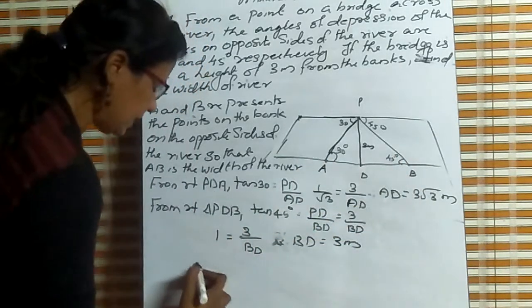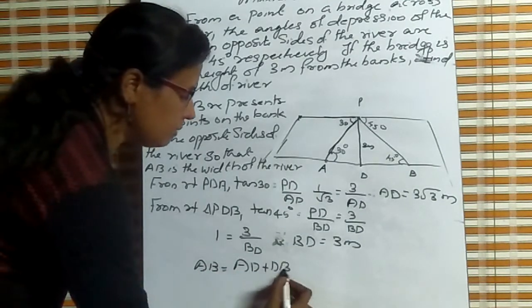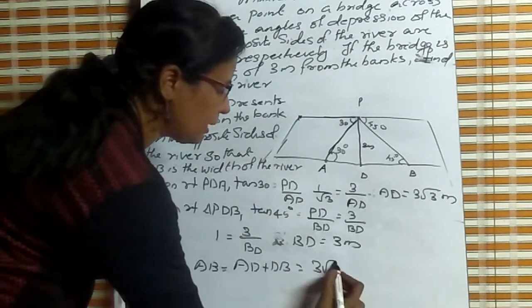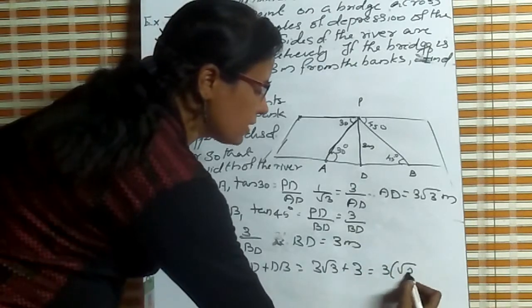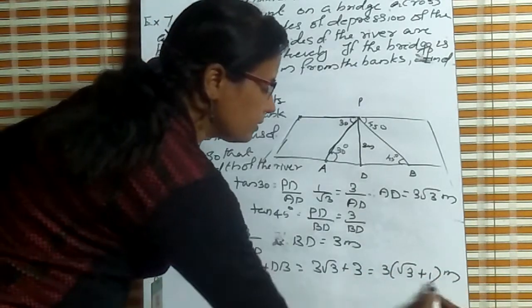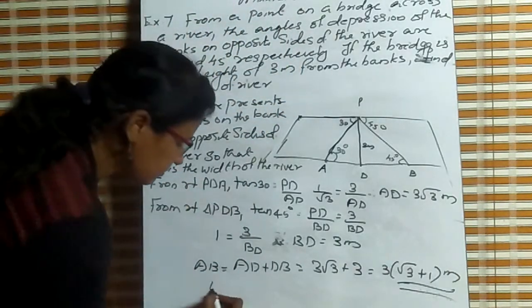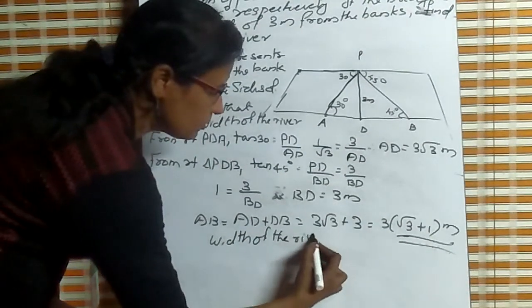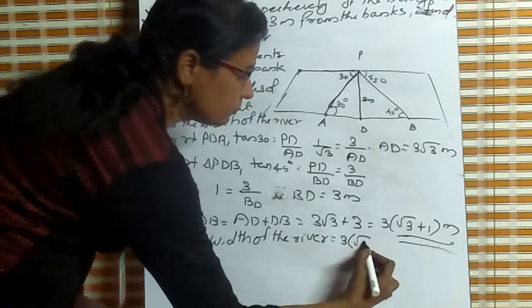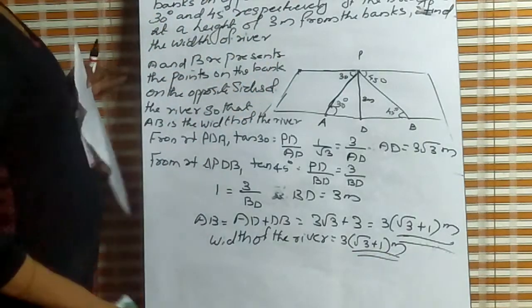Now, width of the river AB is equal to AD plus DB. AD is 3 root 3, plus 3, equals 3 common, take outside, root 3 plus 1. Width of the river is equal to 3 into root 3 plus 1 meter. Then next question.